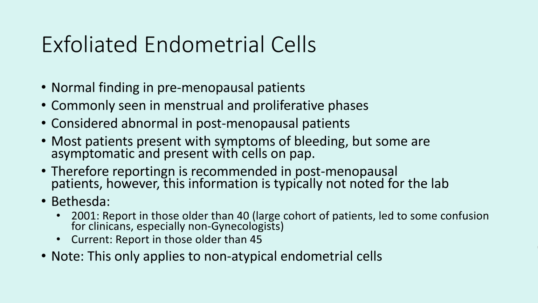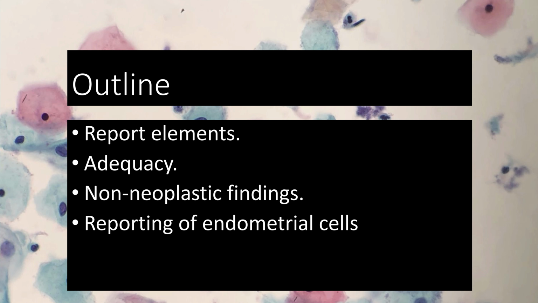And this only applies to non-atypical endometrial cells. We'll cover atypical glandular cells in a separate lecture, but basically you have to report any endometrial cells in anyone over the age of 45, with the idea that most clinicians know their patients well enough that if you report it on a 46-year-old who's still menstruating, they just discount that and go on about their lives if that's the only finding. But say a patient is postmenopausal and you report it and the clinician knows that it's abnormal, then they can do some endometrial sampling to rule out some sort of underlying pathology.